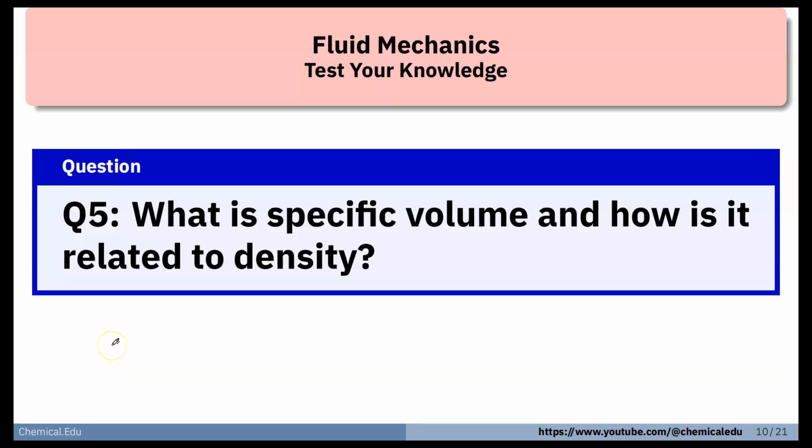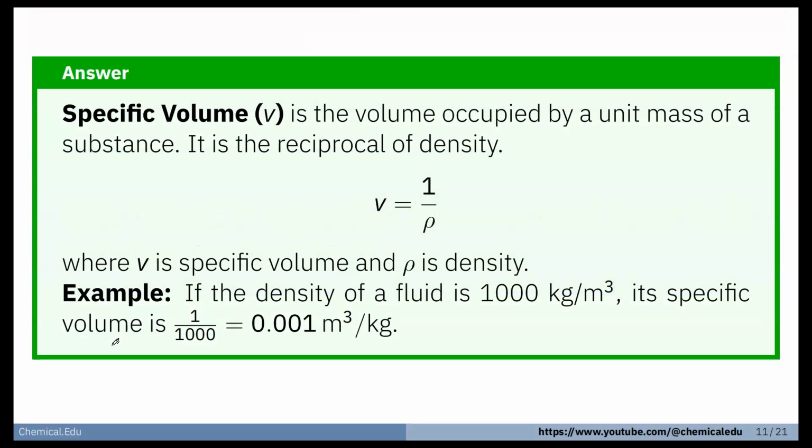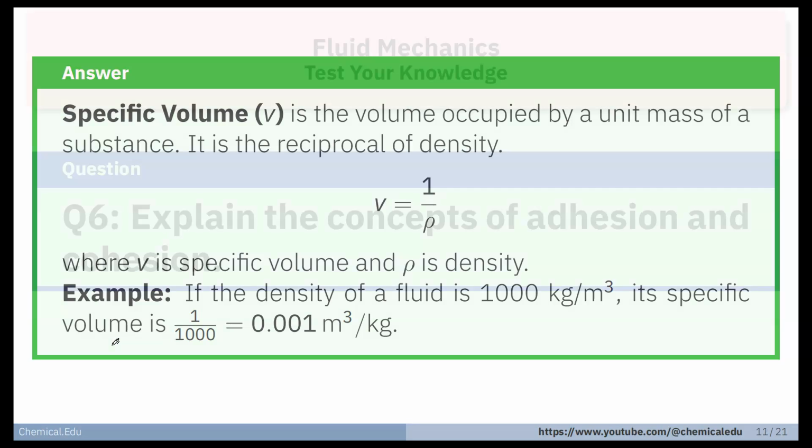Next question is, what is the specific volume and how is it related to density? Specific volume is the volume occupied by a unit mass of a substance. It is the reciprocal of density. So here V is 1 by rho, where V is specific volume and rho is the density. If the density of a fluid is 1000 kg per meter cube, its specific volume is 1 by 1000, so that is 0.001 meter cube per kg.